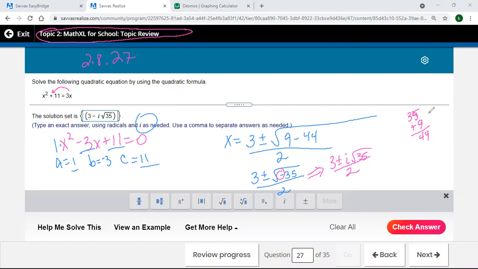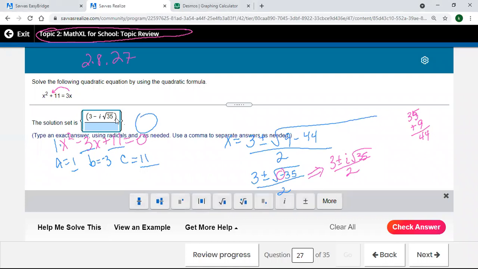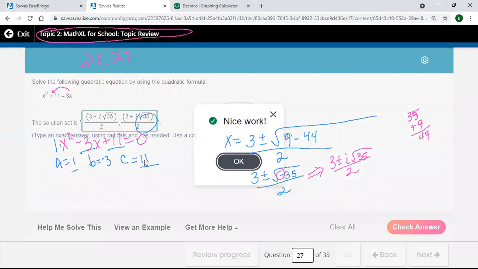Okay, so back to where I was typing all of that in. All of that, and I needed it over a 2. Then I don't want to type all that out again, and the other one's exactly the same. So if it would let me highlight this and copy it, put a comma, paste that back in there, change that minus to a plus. And I think, nice work.